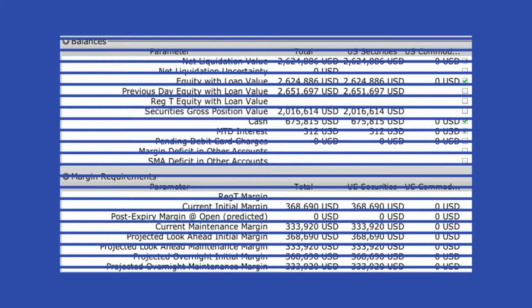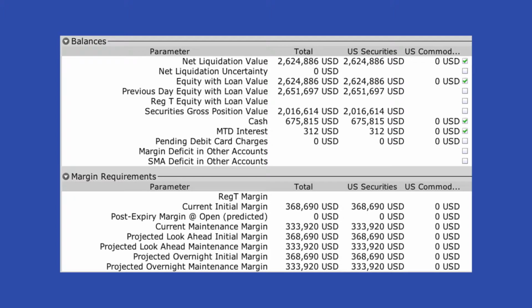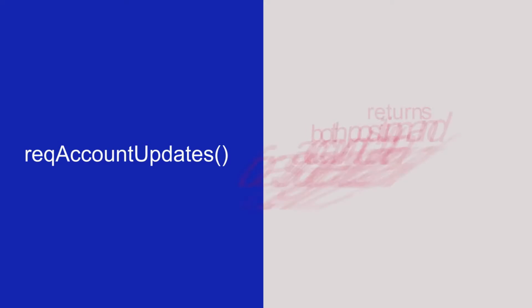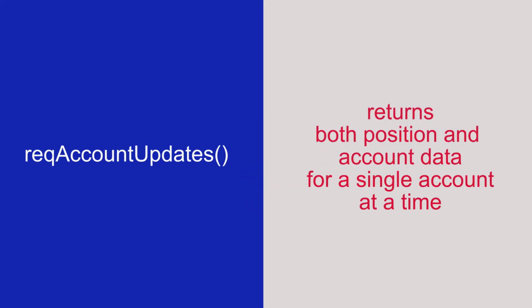Account information, such as the net liquidity in the account, cash balances in different currencies, and the required margin amounts, are returned after calling several different functions. The first function, which is commonly used, which we discussed earlier, is reqAccountUpdates. This returns information about both positions and account data in a single account at a time. Or in the case of financial advisor accounts, you can get aggregated data from all sub-accounts. However, it can't be used to subscribe to updates from, say, multiple sub-accounts simultaneously.